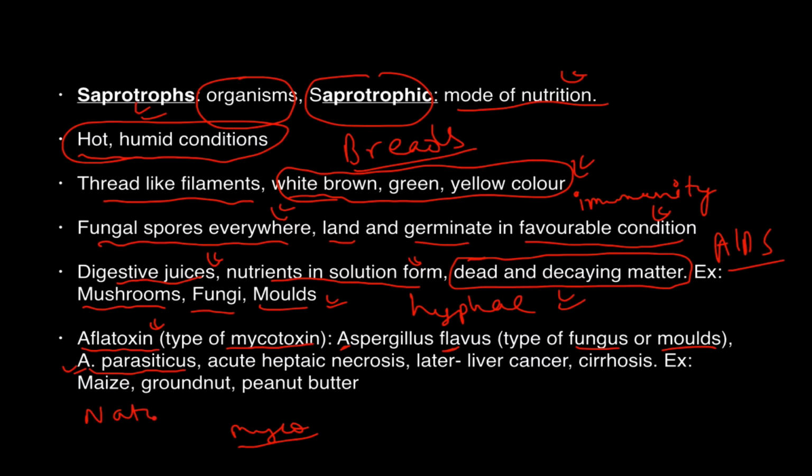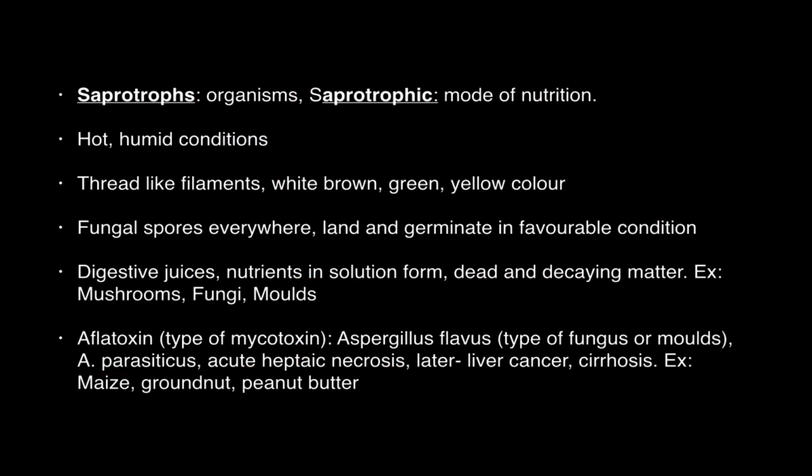It is produced naturally in maize, groundnut, peanut butter, and it leads to acute liver necrosis, which can lead to acute death. And if that does not happen, it is hepatic here, sorry, later it leads to liver cancer or cirrhosis. So it is a very dangerous toxin, and there are various ways to monitor it.